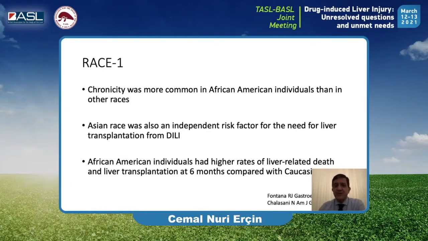Let's look at the effect of race in DILI cases. Chronicity, defined as elevated liver tests 6 months after presentation of DILI, was more common in African American individuals than in other races. Asian race was also an independent risk factor for the need for liver transplantation from DILI. A recent study by the Drug-Induced Liver Injury Network Group found that African American individuals had higher rates of liver-related death and liver transplantation at 6 months compared with Caucasians.